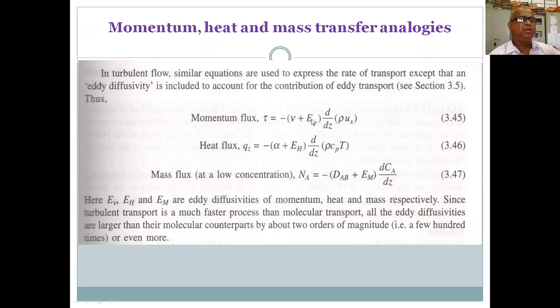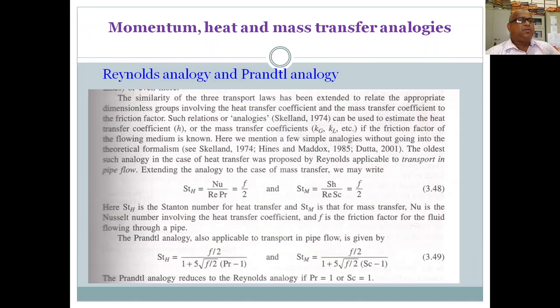But the eddy diffusivities of momentum, heat and mass are difficult to determine. So this is also coming in a similar fashion. From this understanding, some interesting conclusions came. So what is this?